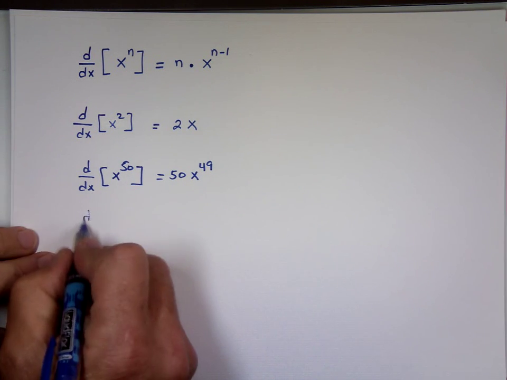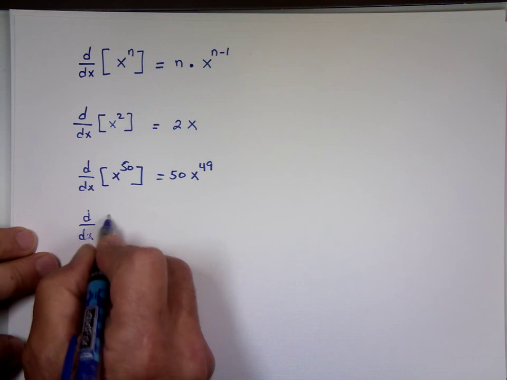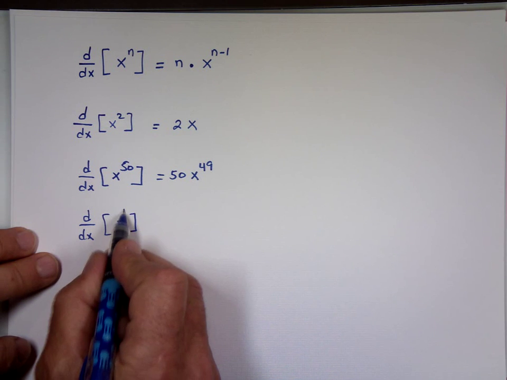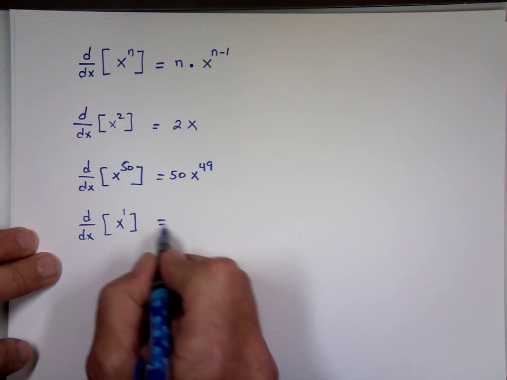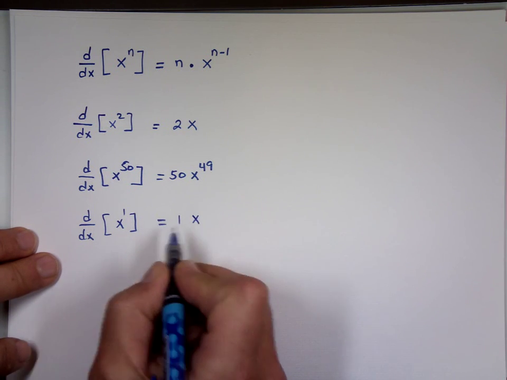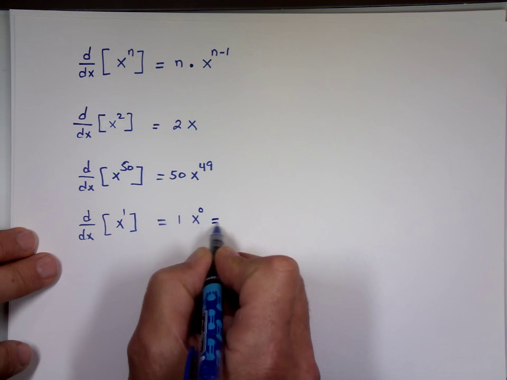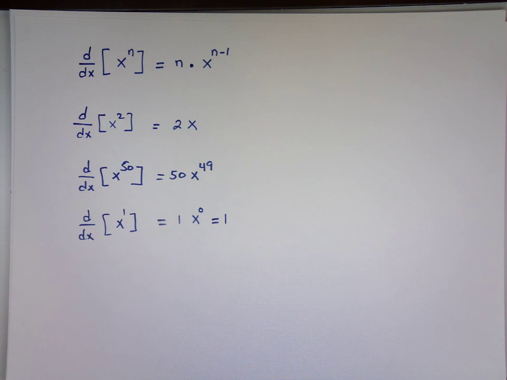The derivative of just x. 1. Yes, that's a 1. Why? Because your power is really 1. So you move the power to the front and you subtract 1 from the power. What's 1 minus 1? 0. Anything to the 0 power is 1. You end up with 1.